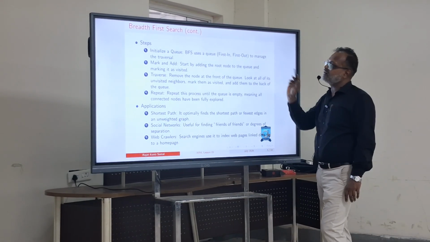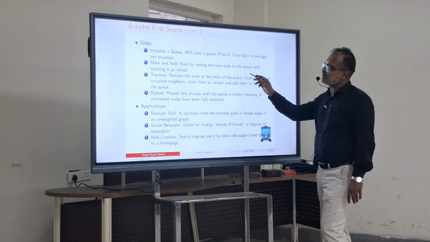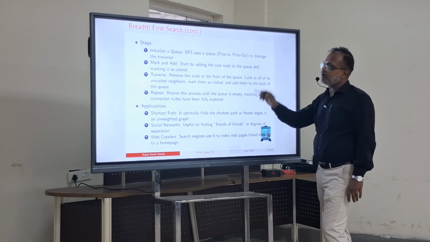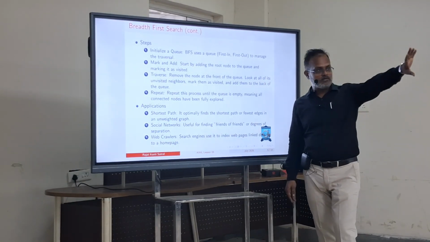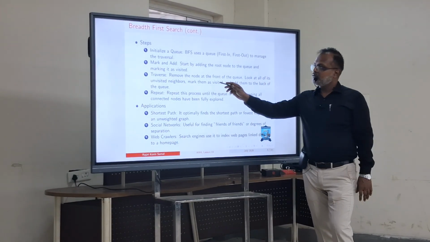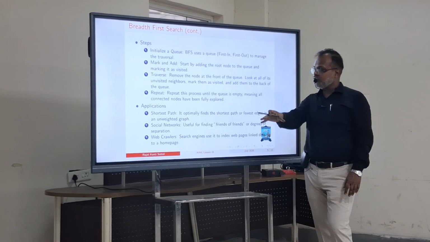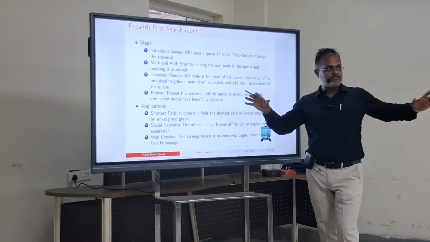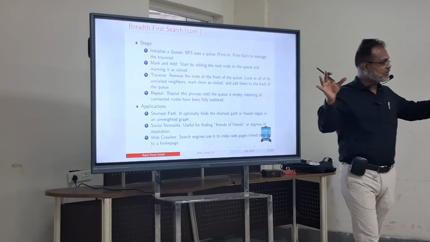Initialize a queue to manage the traversal. Start by adding the root node to the queue and mark it as visited. Start with the initial node. Okay, visited. Traverse. Remove the node at the front of the queue. Look at all of its neighbors. Okay.